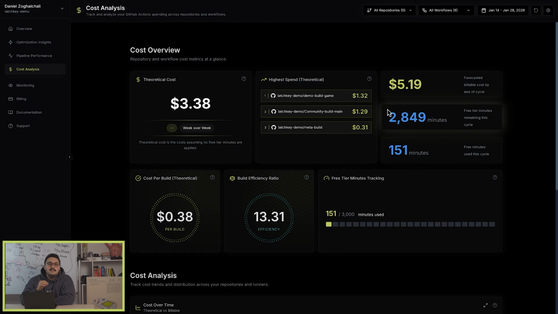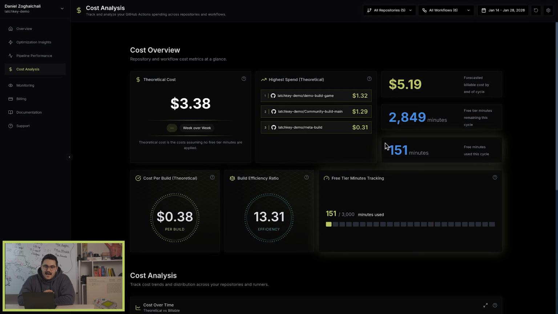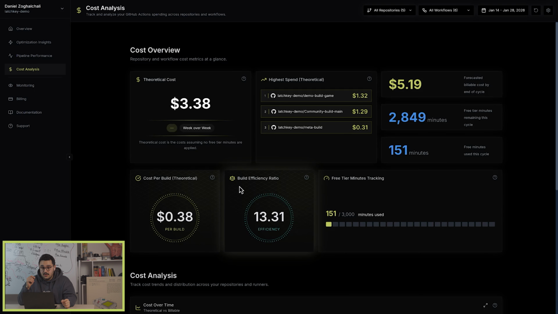Below that, free tier minutes remaining shows how many of your monthly free minutes are left, and free minutes used shows how many you've consumed so far. The second row has 2 efficiency metrics. Cost per build shows your average theoretical cost per successful workflow run. Build efficiency ratio is a measure of how much value you're getting for your spend. It's the ratio of your success rate to your cost. A higher number means more successful builds per dollar.